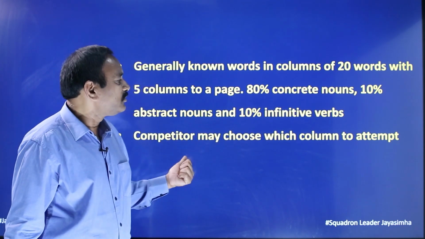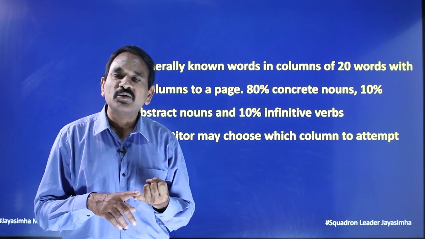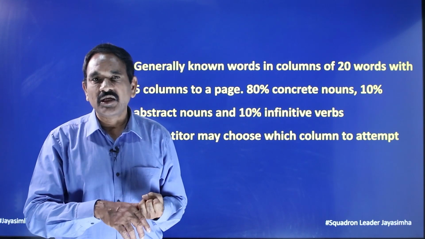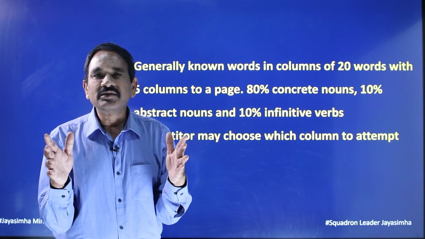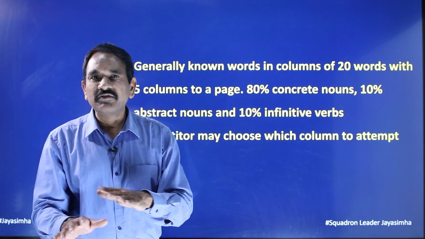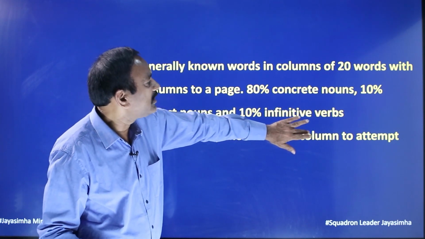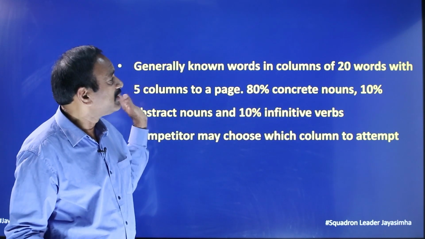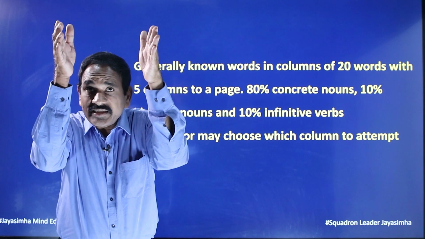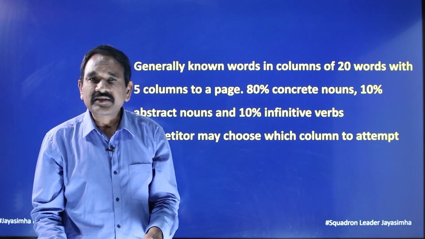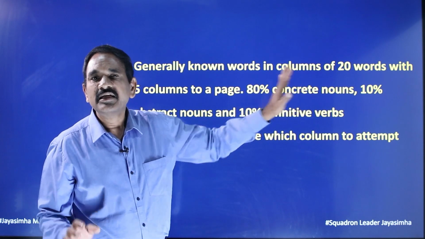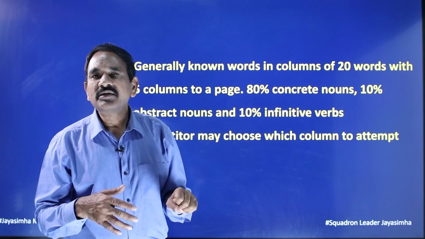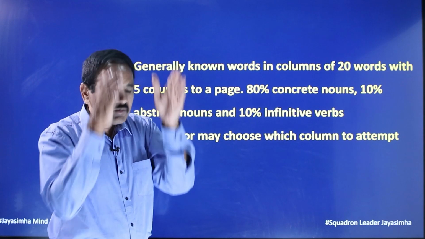A competitor may choose which column to attempt. You can choose to remember the first column, you can choose to remember 1, 2, 3 columns, or you can remember the fifth and eighth column. It depends. If you leave one column, nothing will happen, right? But how will the scoring happen? In 5 minutes, you get to see all the words, 20 words per column on the screen. Then the screen will disappear and you will have the answer sheet on the screen. Then you need to type what you remembered, in the same column-wise order.